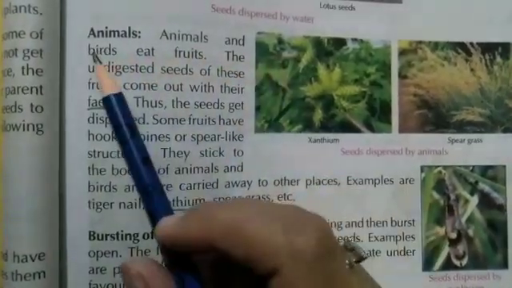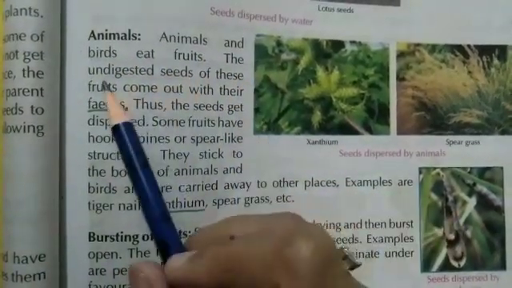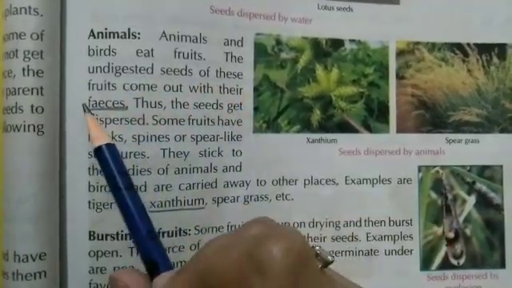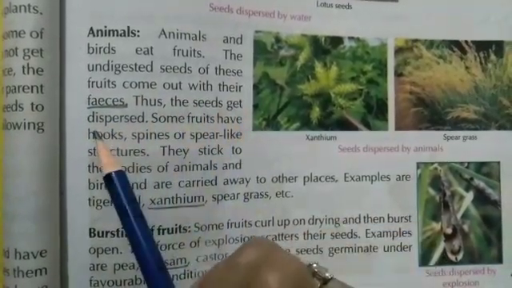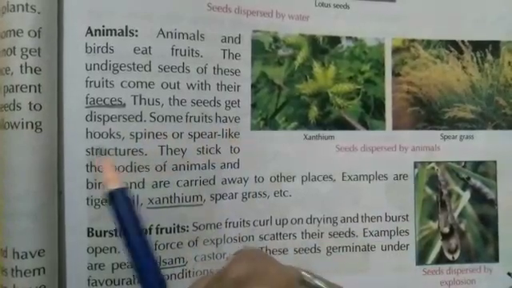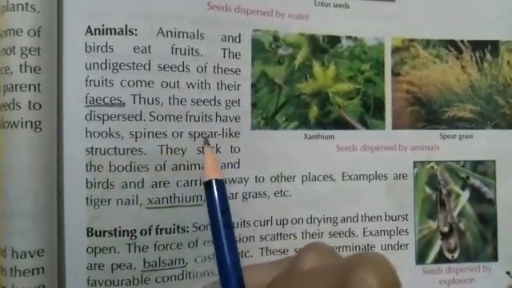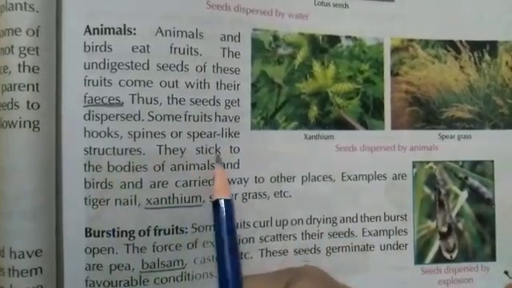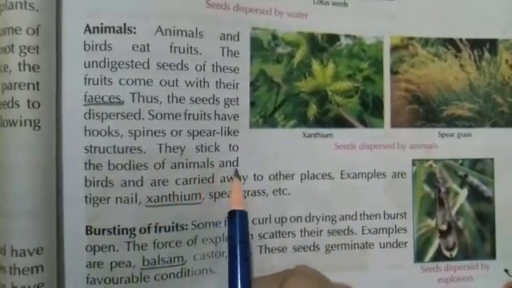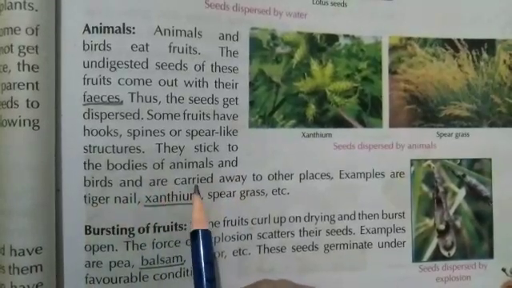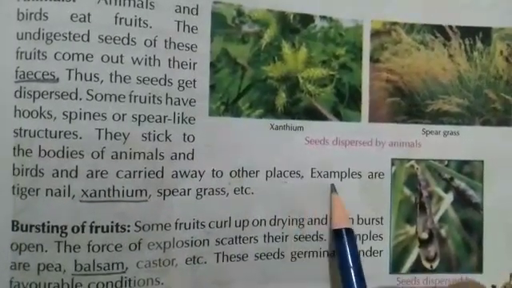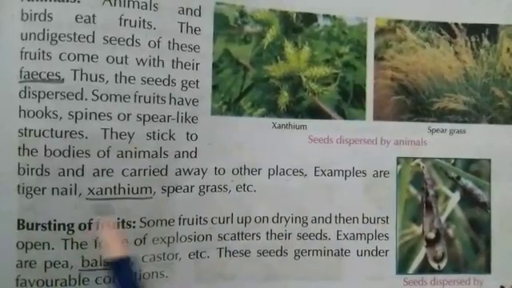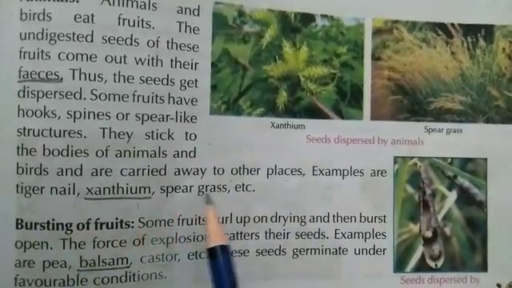Animals and birds eat fruits. The undigested seeds of these fruits come out with their feces. Thus, the seeds get dispersed. Some fruits have hooks, spines, or spear-like structures. They stick to the bodies of animals and birds and are carried away to other places. Examples are tiger nail, xanthium, spear grass, etc.